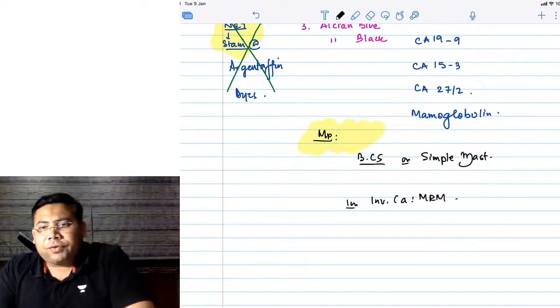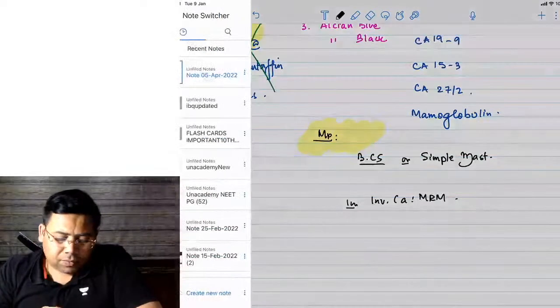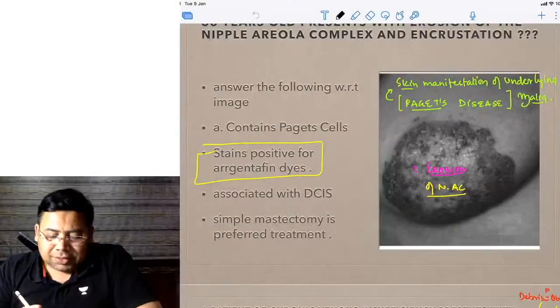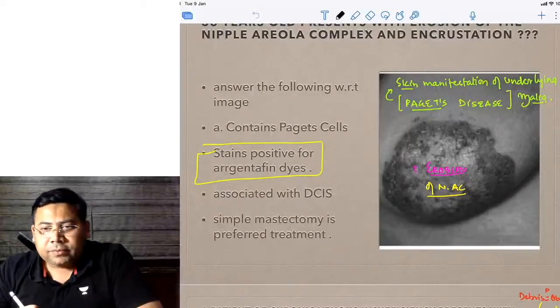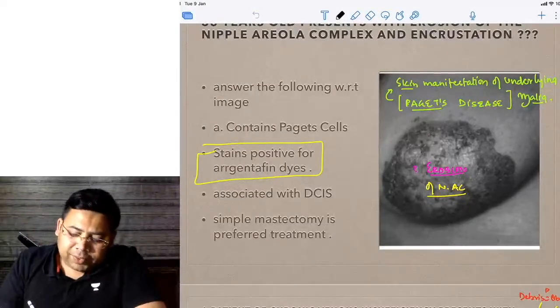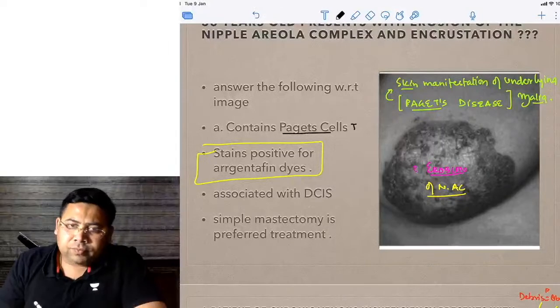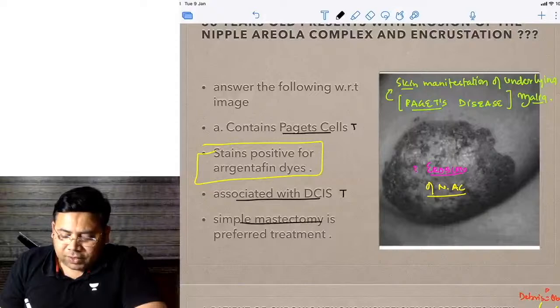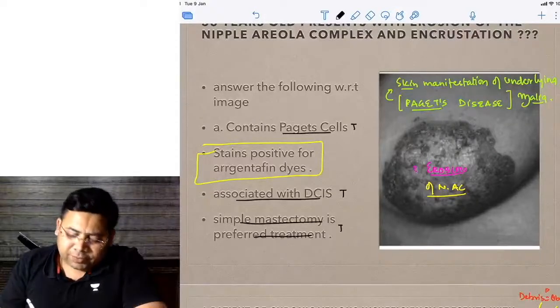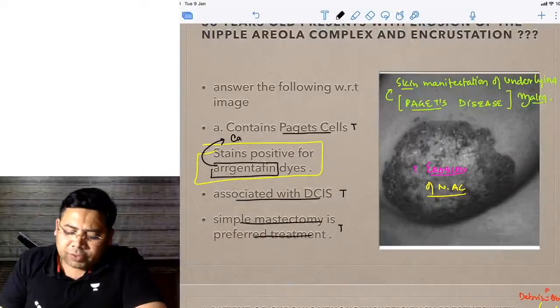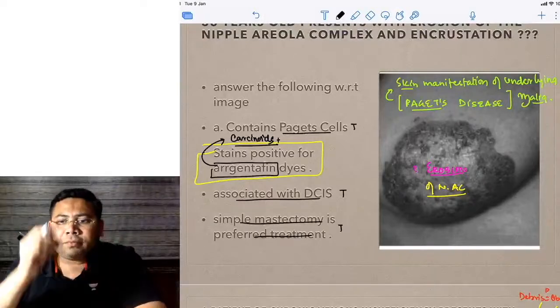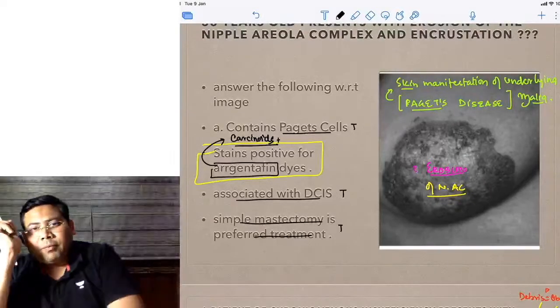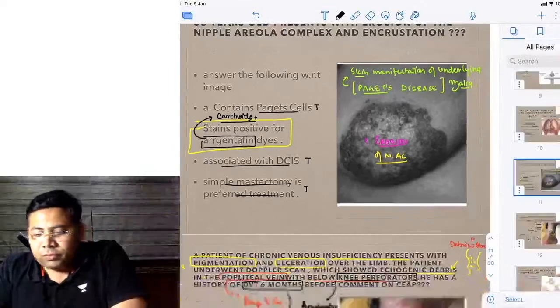So let us go to this question and see this. Answer the following questions with respect to the image. Contains Paget cells? Absolutely true. Associated with DCIS is absolutely true. Simple mastectomy is the preferred treatment? Yes. Argentaffin dyes, they are seen for what? Carcinoids. They are positive for carcinoids. You getting this? This is very, very important. Let us do one more question.